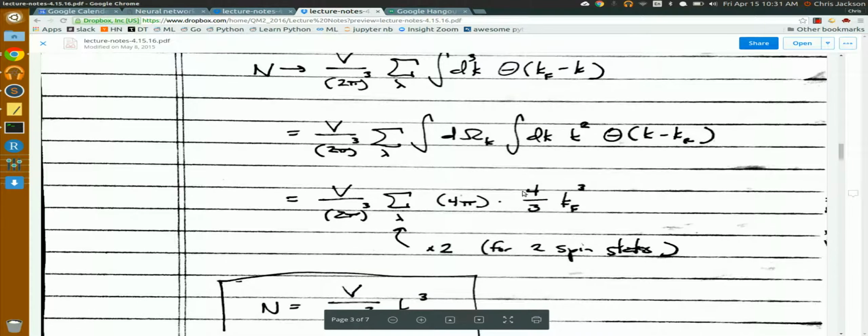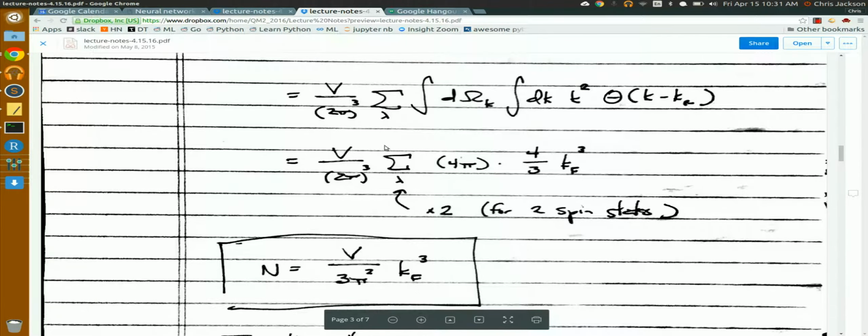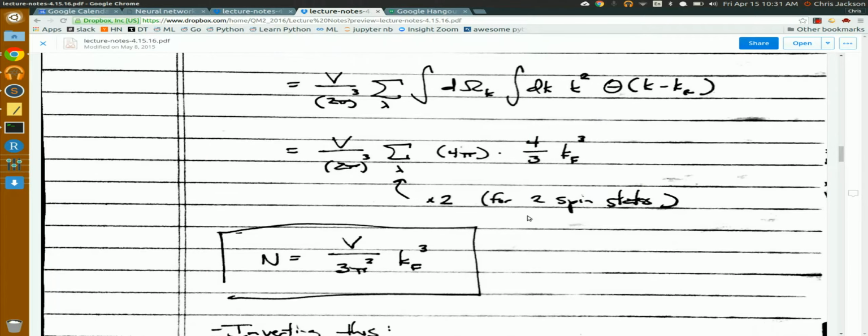The next line here, this 4 shouldn't be here. So if you're watching at home or taking notes, take note that this 4 is not there. If I integrate k squared, I get k cubed over 3. The factor of 4π is coming from the solid angle integral, and then I've got my factor of V over (2π)^3. There's no explicit spin dependence, so we can just do this sum, and it gives us a factor of 2, accounting for the 2 spin states per energy level.